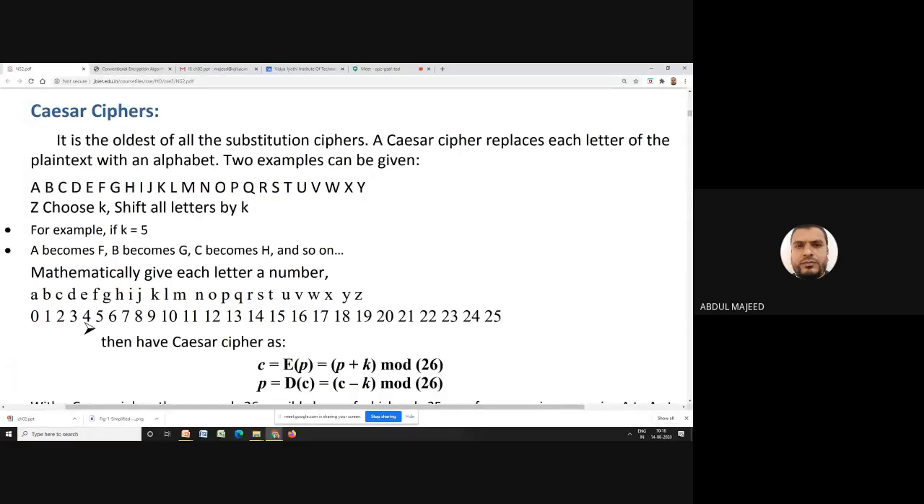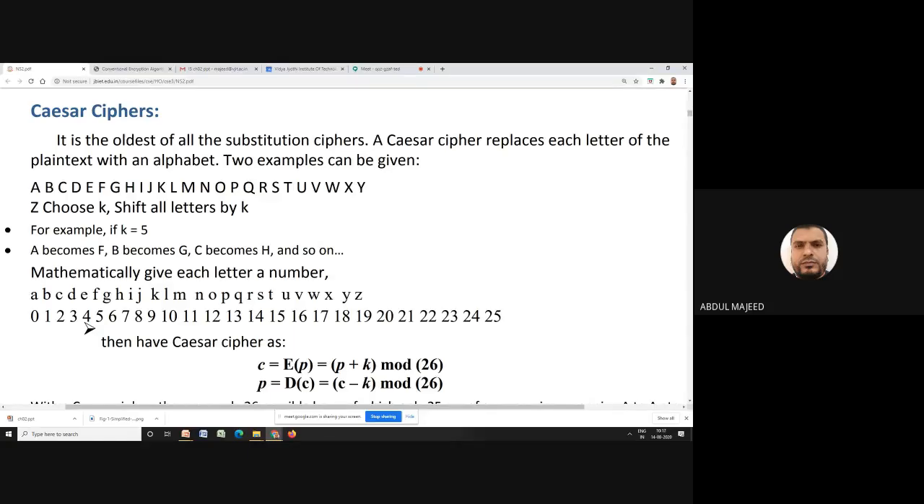So whenever you are sending a message, you will tell the recipient that the key is 5. So while sending you are adding 5. In the equation below you can see ciphertext C equals E(P) equals P plus K. That means to each plaintext letter we are adding the K value, 5.